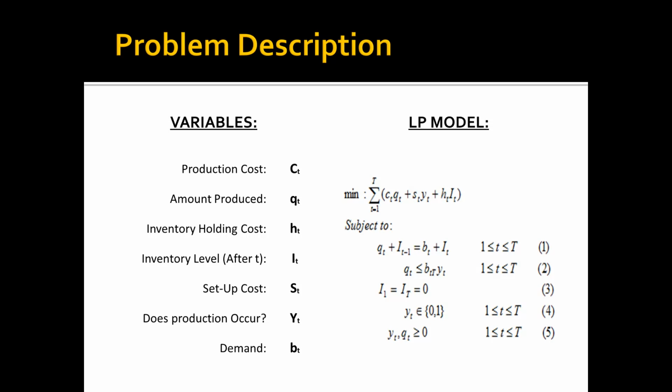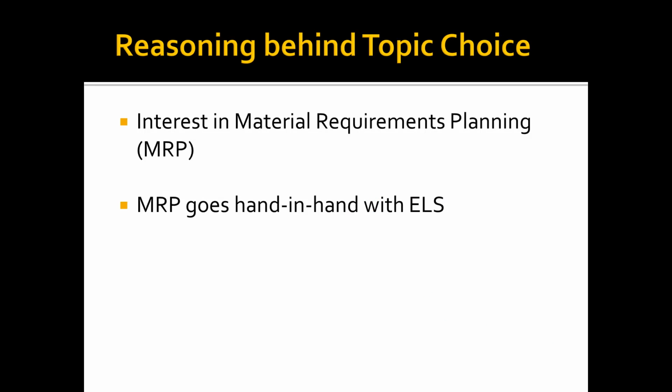Just to tell you a little bit more about the variables, we had variables that were input by the user, such as production cost, inventory holding cost, setup cost, and demand, each of which the user got to choose based on their real world problem, what those values were. And then we had values such as amount produced, inventory level, and does production occur, which was just a yes or a no, 1 or a 0, that were changed by the linear program in order to come to an optimal solution. So you can see right here to the right the linear programming model, which uses all of these variables in order to come to an optimal solution of the minimum cost at the end.